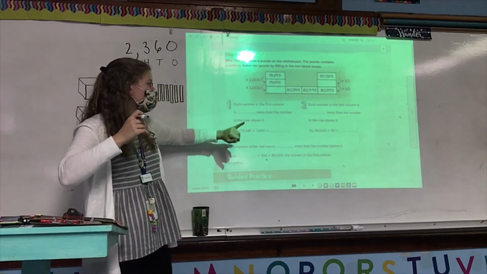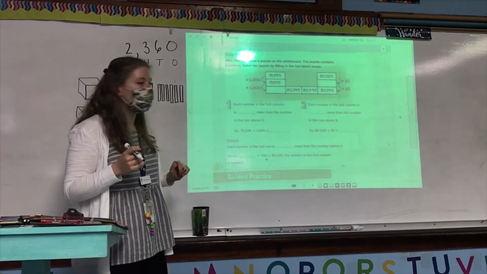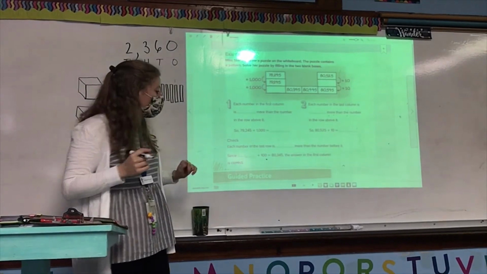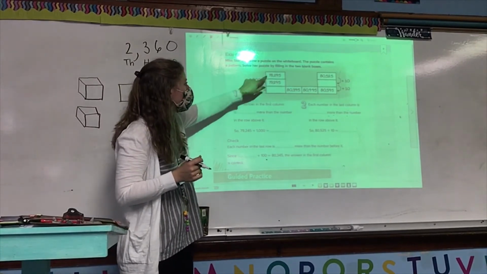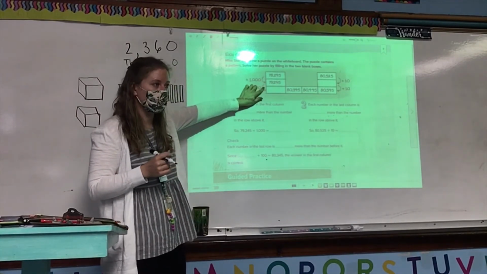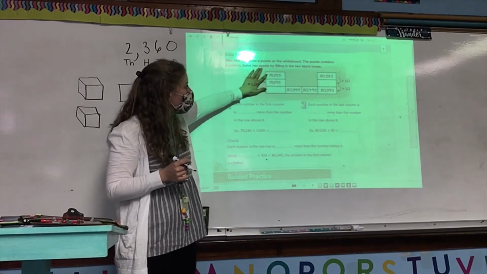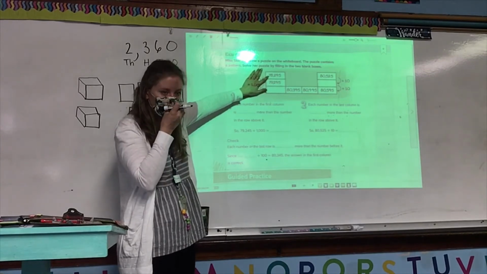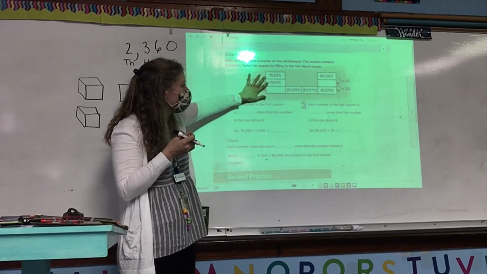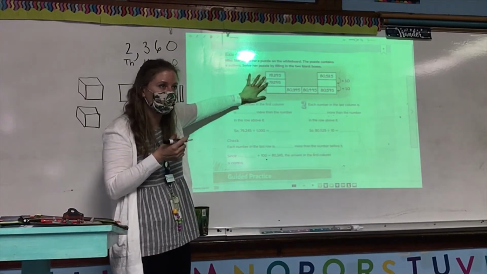And it says each number in the first column is blank more than the number in the row above it. Well, first we can look here to see. This tells us that we add 1,000 every time. But if we didn't have that, we could look at the one we start with, which is 78,245, and then look at the one we end with, 79,245, and look at where it changed.